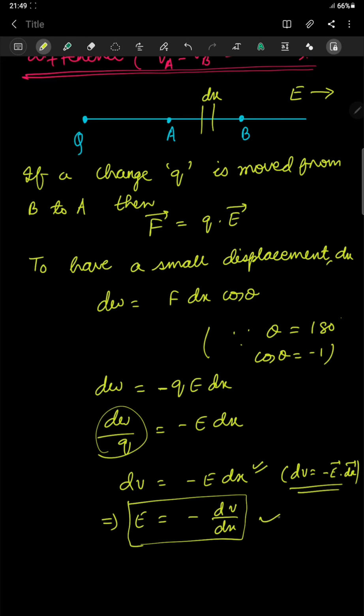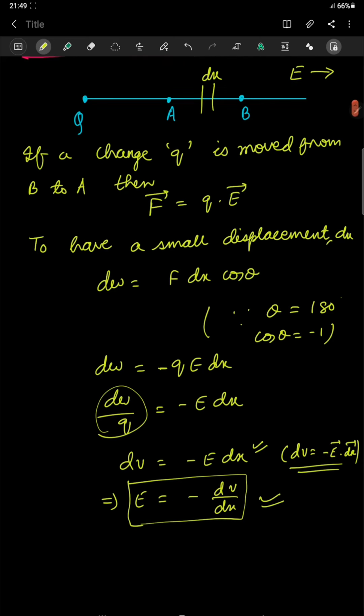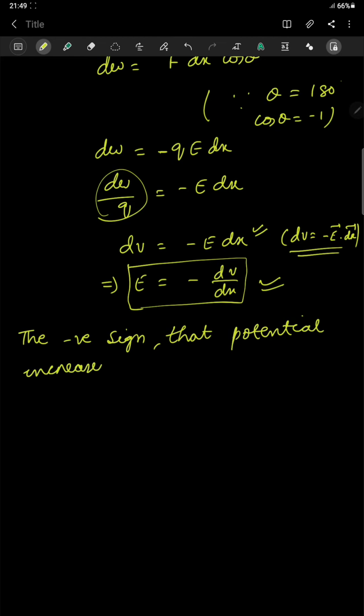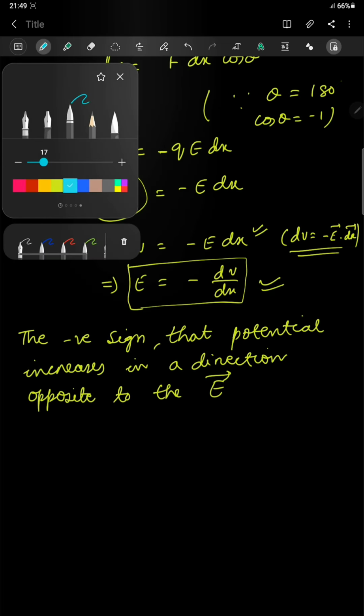Okay, now let us try to understand what is the physical significance of the relation E is equal to minus dV by dx. Okay, so what does the negative sign indicate? The negative sign indicates that the potential increases in a direction opposite to the electric field. So let me take an example so that it will be clear for you.